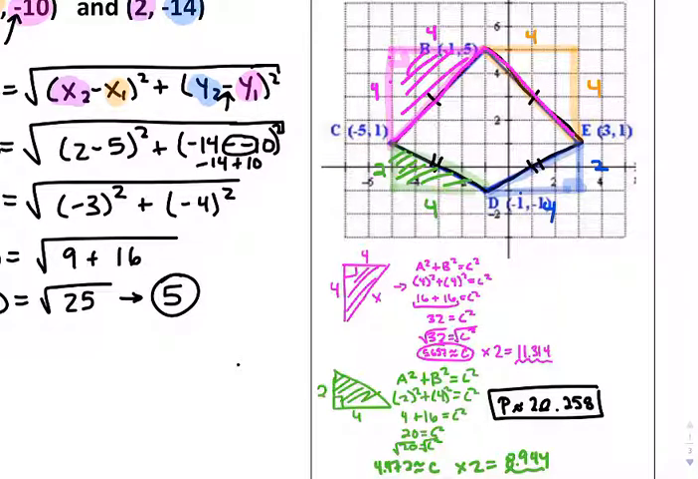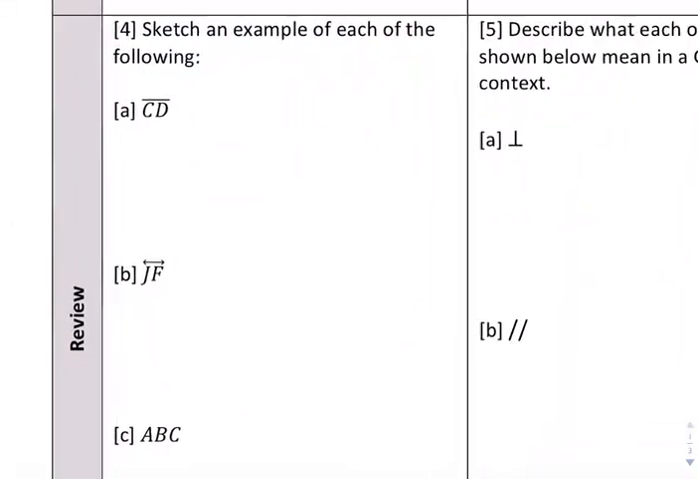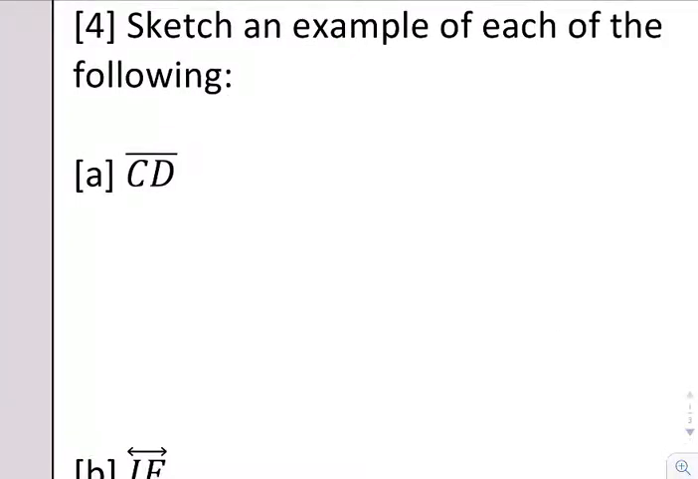Okay, so that's the deal for the first 3 problems. Let's go to the next 3 in the set. So we need to sketch an example of each of the following. And so this is hopefully reviewed at this point. But what we really have to do is understand what these symbols are.